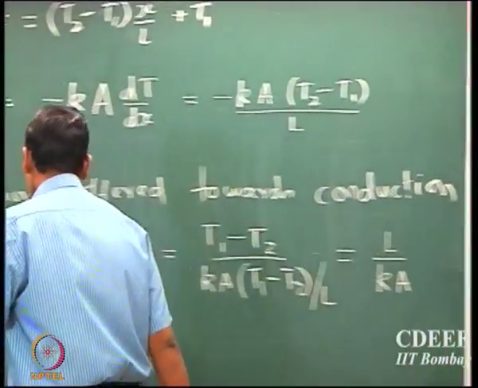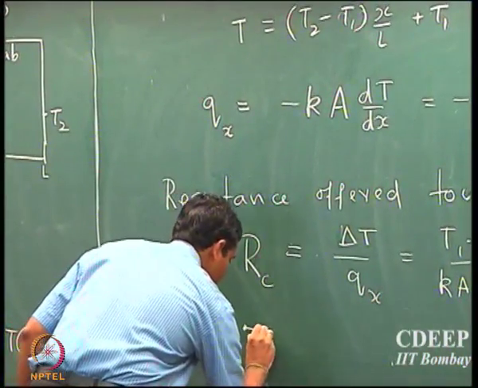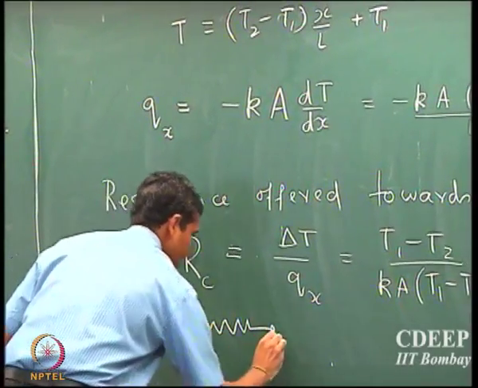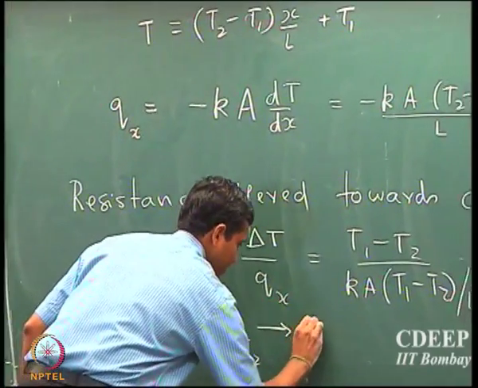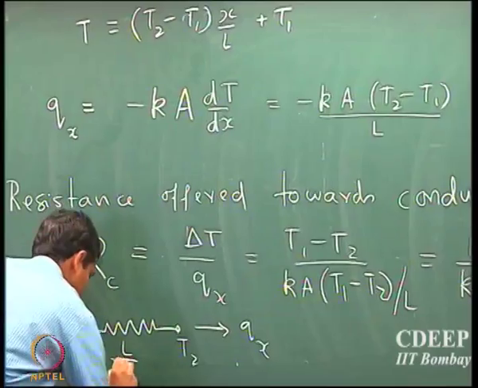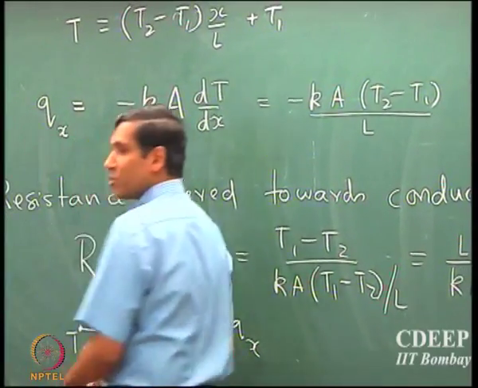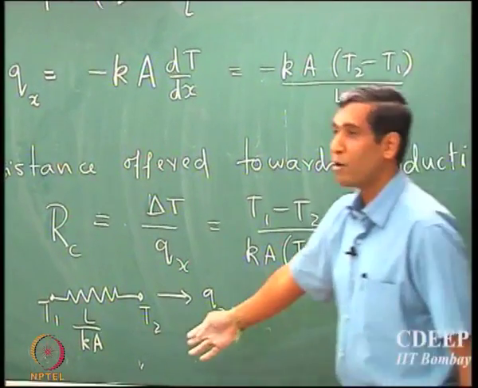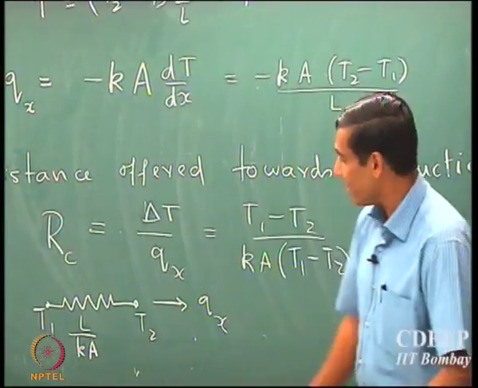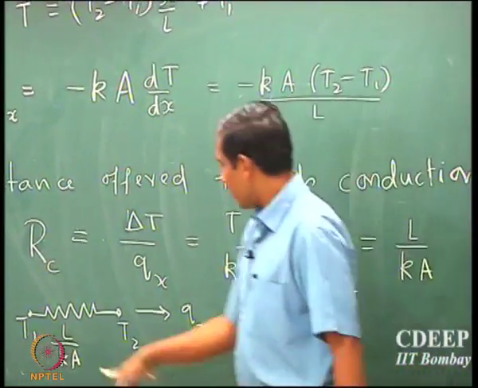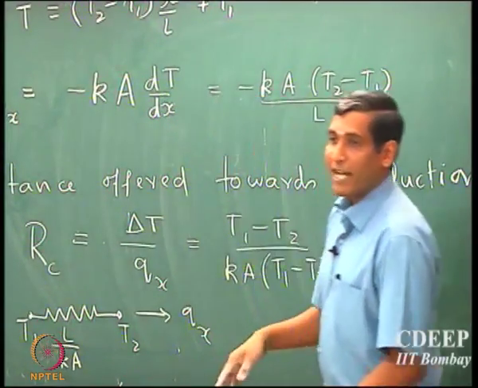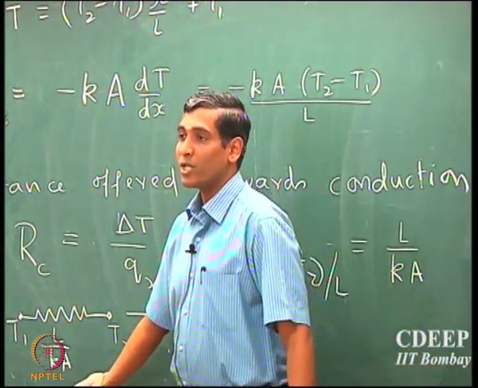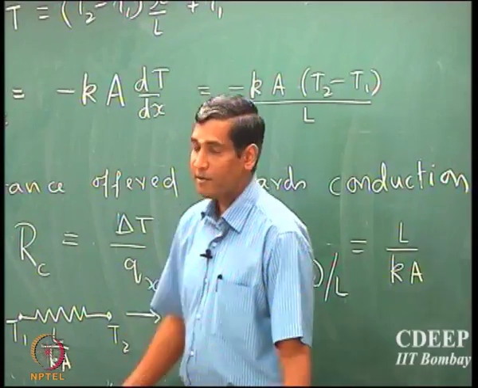Okay. So therefore we can easily translate this into a simple resistance network, and this sort of network you are familiar with from your pre-JEE days, where there is a network connected by the temperature of the two surfaces of your system, and the resistance of the network is given by L by Ka. Okay.